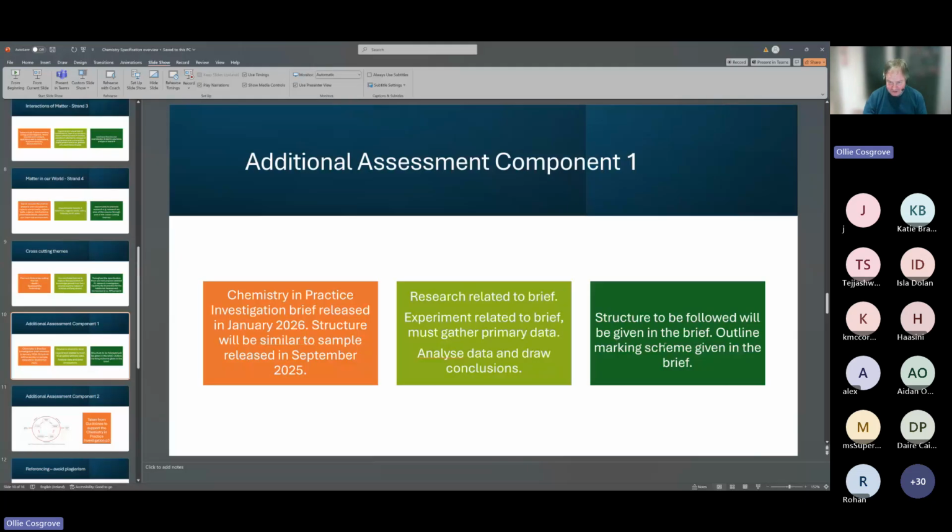And the structure to be followed, they're not just giving us a blank page and telling us away we go. They're giving us a structure to follow, and they have to, because when these are marked, they have to be marked according to a marking scheme. If students don't follow the structure that was given, it'd be impossible to mark them, or at least very difficult to mark them. The outline marking scheme is given on the brief. On the back page of the sample brief, you'll see it there in examinations.ie.